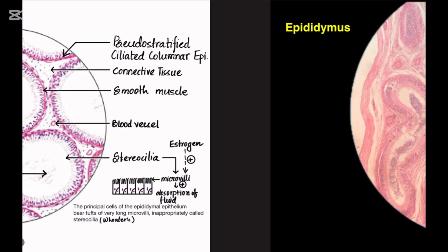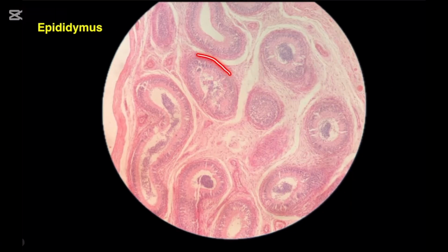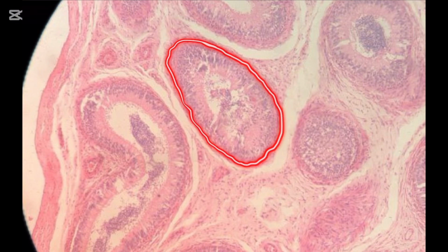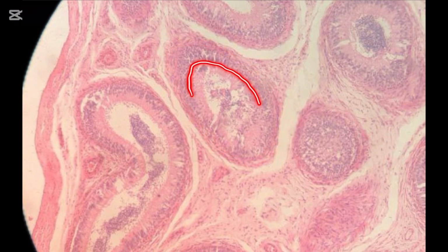Here's the histological slide. You can see the epididymal tube right here with lots of sperm inside, and outside is a layer of smooth muscle for peristalsis, and the lining epithelium is pseudostratified ciliated columnar epithelium which contains stereocilia, which in fact are nothing but long microvilli.